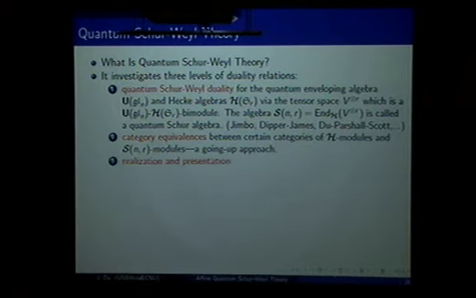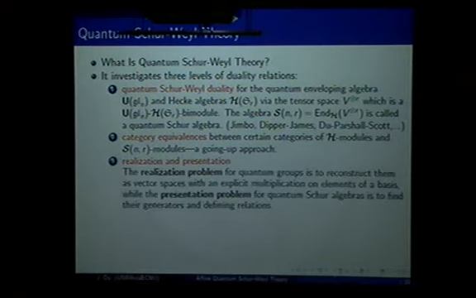Now I would like to add to these theoretical relations the last part, which I call realizations and presentations. So what does that mean? The quantum GL_n is defined by generators and relations. And the quantum Schur algebra is defined by certain endomorphism algebras.